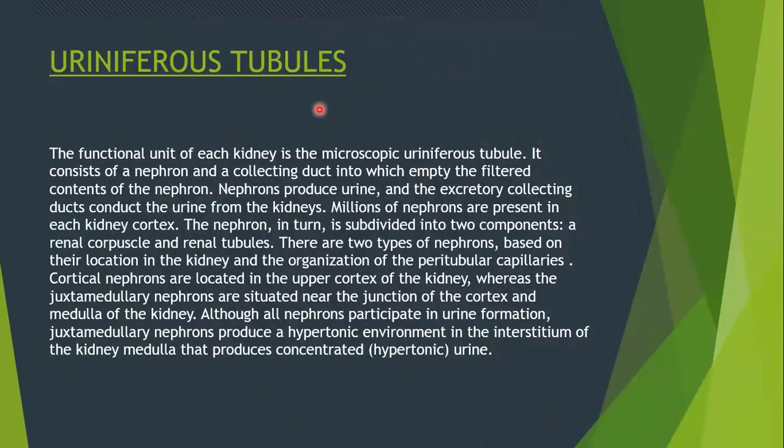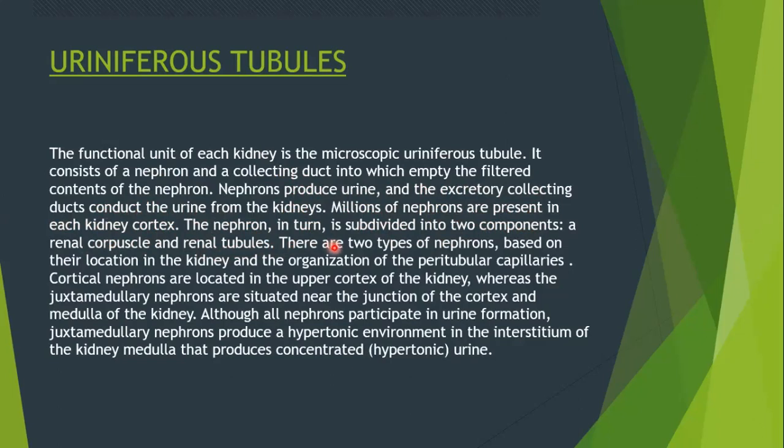Then we have uriniferous tubules. The functional unit of each kidney is the microscopic uriniferous tubule, or you might find some texts saying that the basic structural and functional unit of the kidney is the nephron, because uriniferous tubule refers to a nephron and its collecting duct. Nephrons produce urine, and the excretory collecting ducts conduct the urine from the kidney. Millions of nephrons are present in each kidney cortex. The nephron is subdivided into two components: each nephron has a renal corpuscle and a renal tubule.